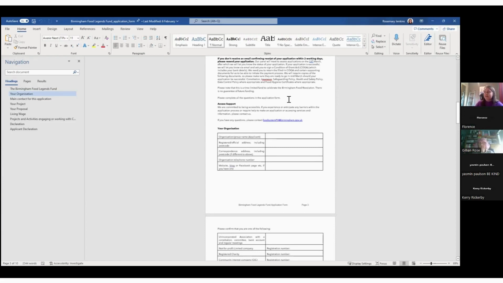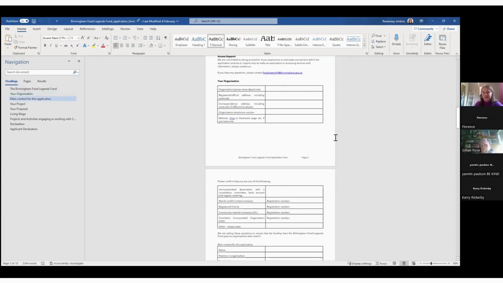So please try and make sure that you have your constitution, insurance policy, safeguarding policy, health and safety policy, food hygiene certificate where appropriate, and data control policy where appropriate ready, so that when we ask you for them, if you're successful, you can send them back to us nice and quickly, and we can give you the money as quickly as possible.